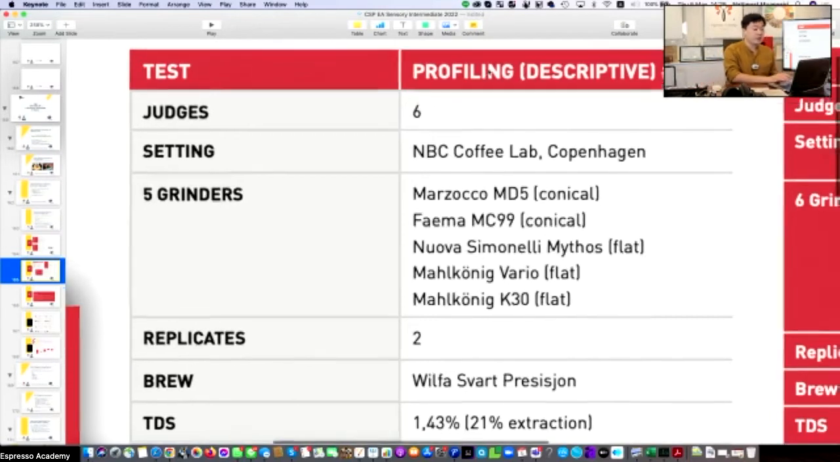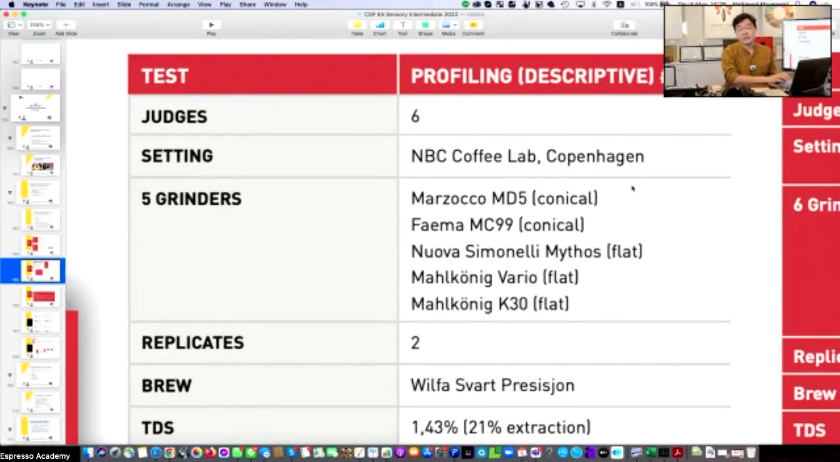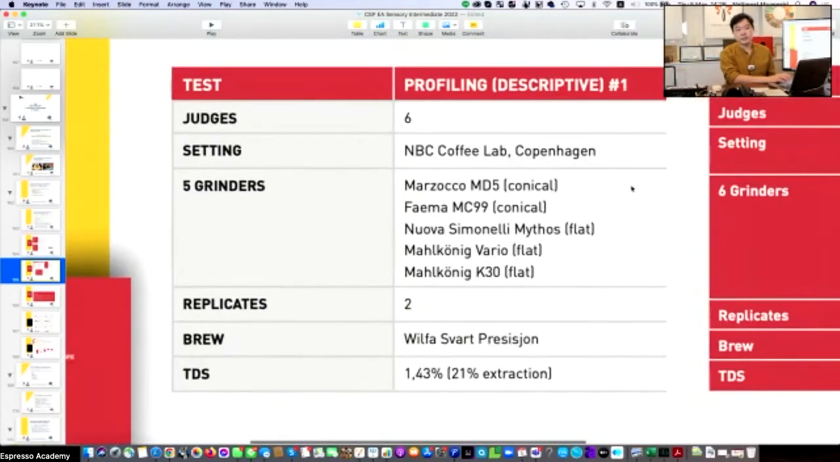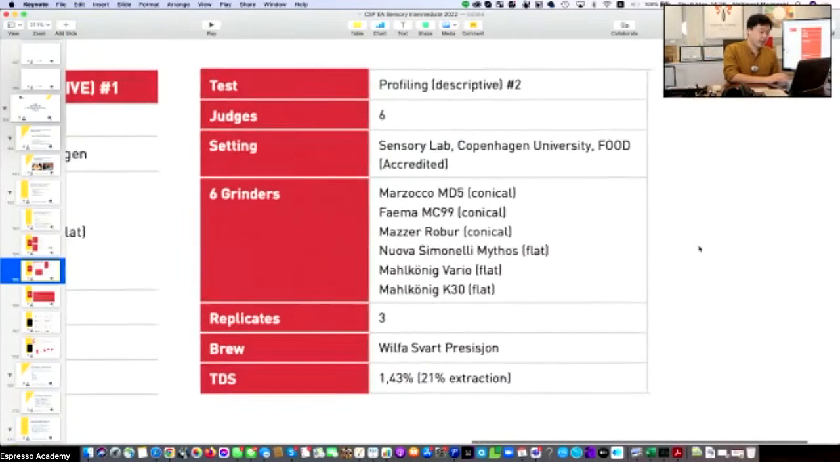Just to provide descriptive results to see what is the difference between these coffees. Yes, the coffee has a different taste when you grind it with a different machine, but there is no direct relation that flat burr will always be this flavor, or conical burr will always be this flavor. The coffee from flat and conical burrs can also have the same taste. And then they do it again just to confirm.